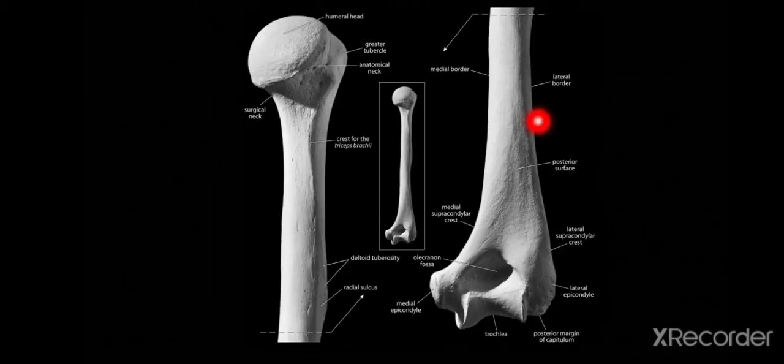And coming to the posterior surface, it has a radial or spiral groove in the middle. Here you can see the radial sulcus. It is the radial groove which lodges the radial nerve and profunda brachii vessels. Above the radial groove, there is a crest for triceps brachii, which gives origin to the lateral head of triceps brachii. And in the lower part, from the spiral groove to the lower end, the entire extent gives origin to the medial head of the triceps brachii.